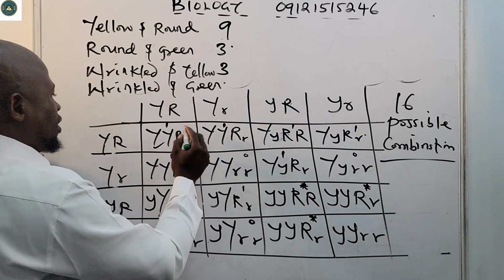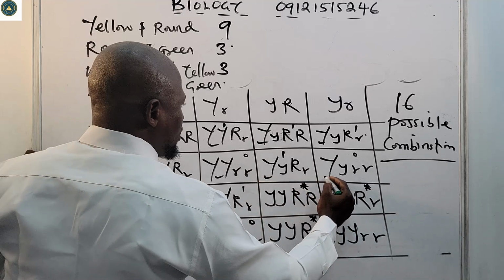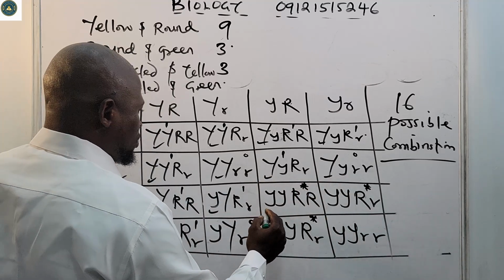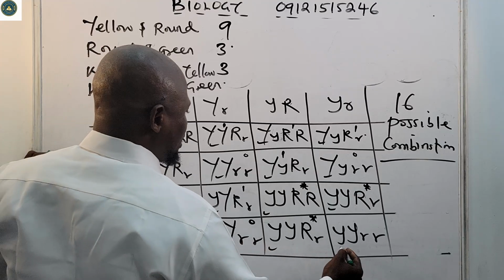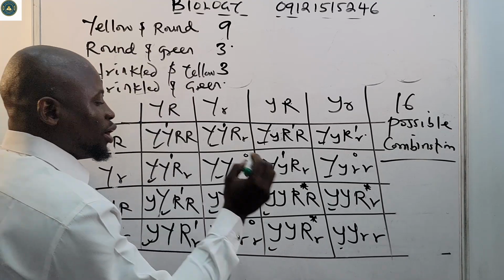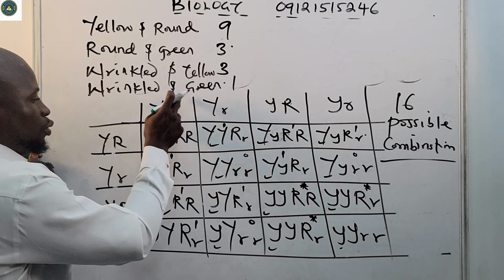All right, we have used this one before. You have used this one, you have used this one, only this one, that's many. Okay, so we'll have only one green and wrinkled. Okay, it's wrinkled and it is what?